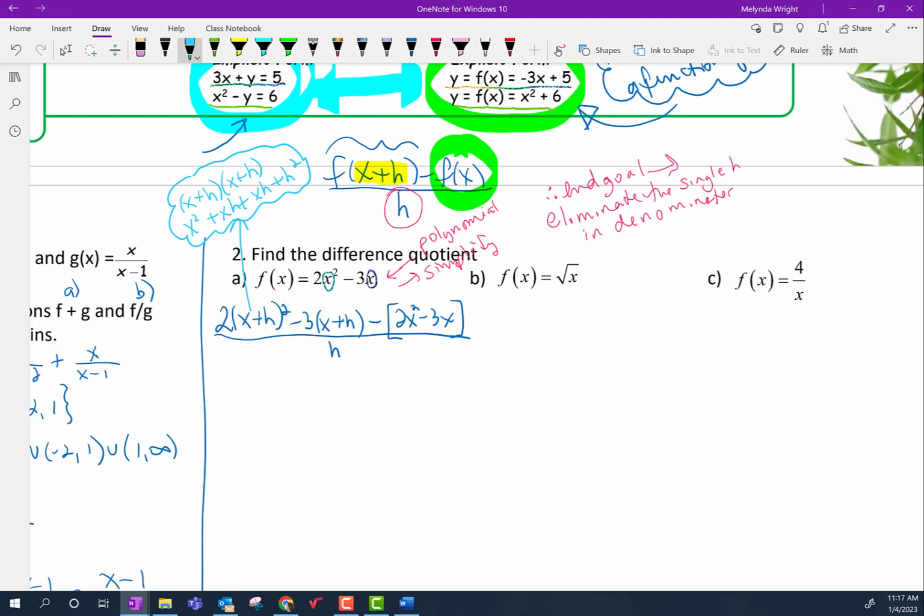This is how we want to think. And so what we would do is we would say, we're in the process of simplifying, so 2 times x squared plus 2xh plus h squared. That's what I get for that first little piece, and I'm going to distribute the negative 3, so negative 3x minus negative 3h, and then I'm going to distribute the negative, so negative 2x squared plus 3x.